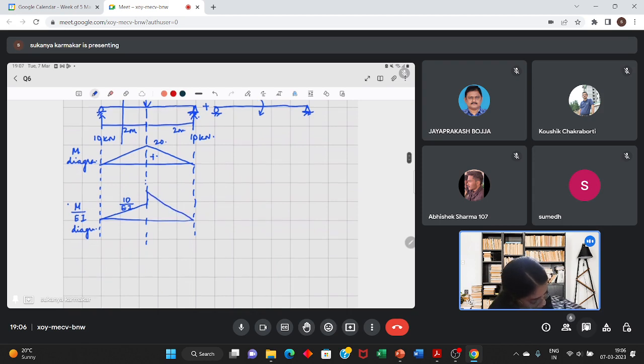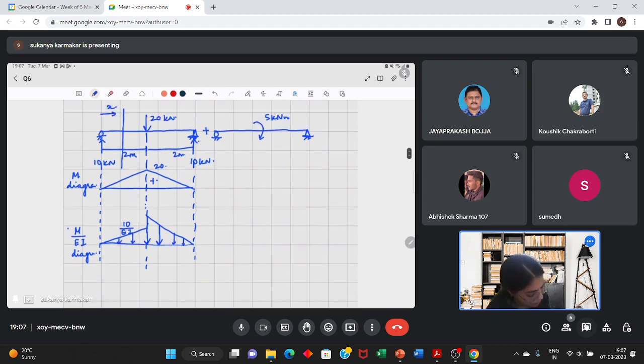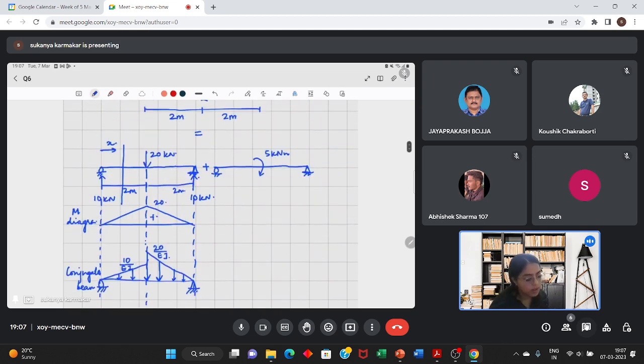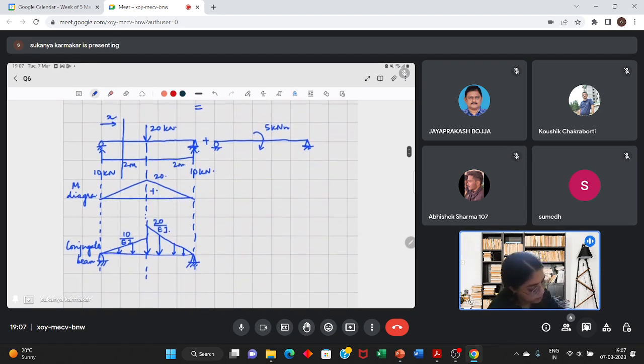And the bending moment diagram is positive. So load is acting in the vertically downward direction. This is 20 by EI, and this will be the loading. Let me draw the conjugate beam here itself. So this is the conjugate beam, and these will be the supports. Fine. Now repeat the same exercise for this beam.